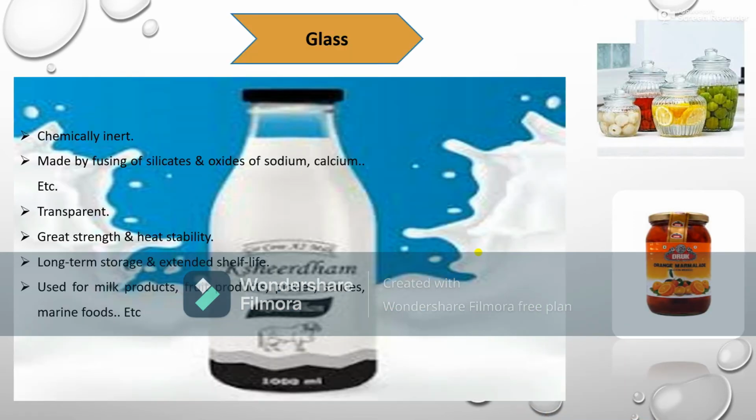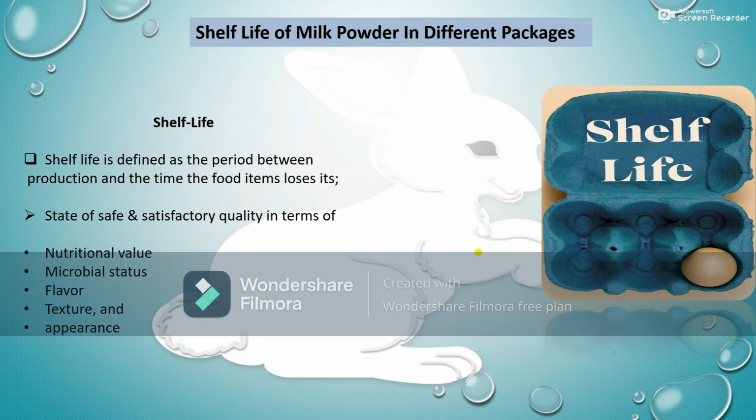So another one is glass. Glass is chemically inert. It neither reacts with food material nor does food material react with the packaging material. Made by the fusing of silicate and oxides of sodium, calcium, etc. Transparent, great strength and heat stability, long-term storage and extended shelf life. Basically, it is used for milk products, pickles, sauces, and marine food products, etc.